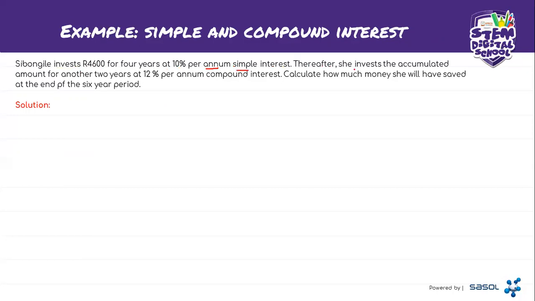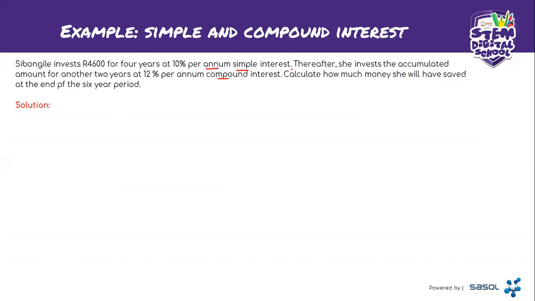Thereafter, she invests the accumulated amount for another 2 years at 12% per annum compound interest. Calculate how much money she will have saved at the end of a period of what? 6 years, right?